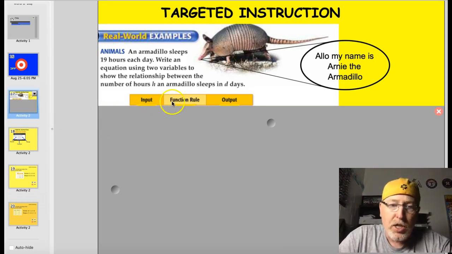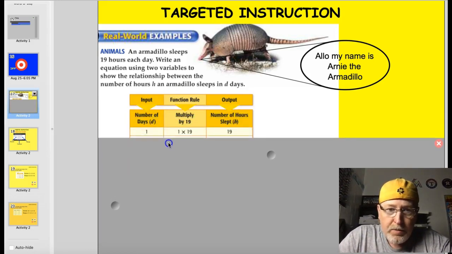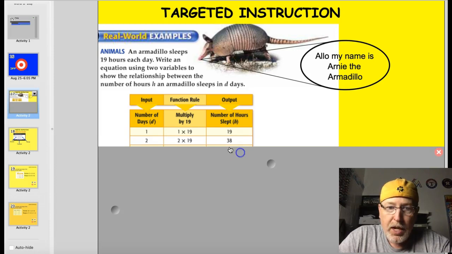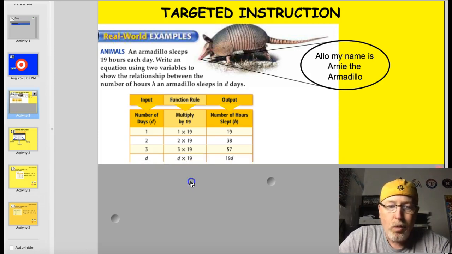So let's just take a look at this function table. In and out table here. Here's the input. 1 day, well, the function, it's 1 times 19 hours, so there's 19 hours slept. 2 days, 38 hours. And you can just see the way this function table works, there's nothing here that you don't understand, correct? Well, guess what? This is the domain, and this is the range.